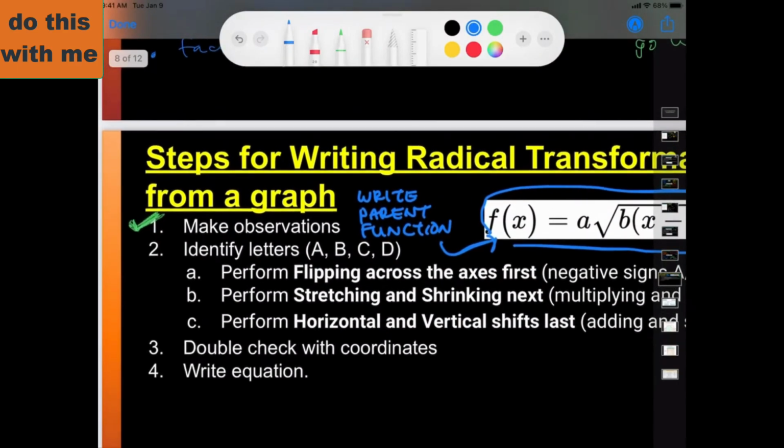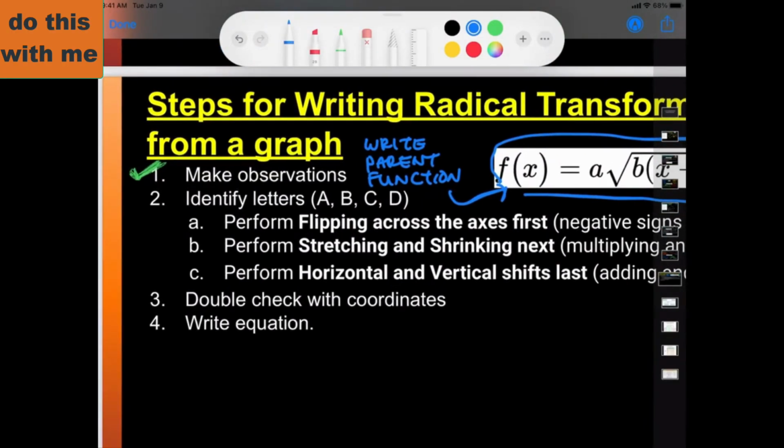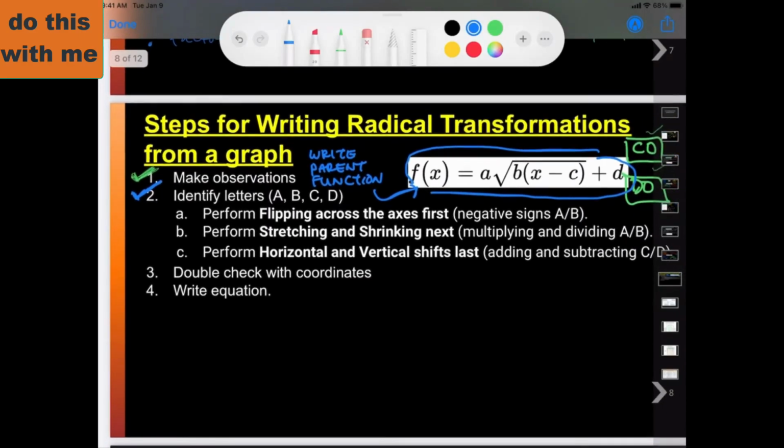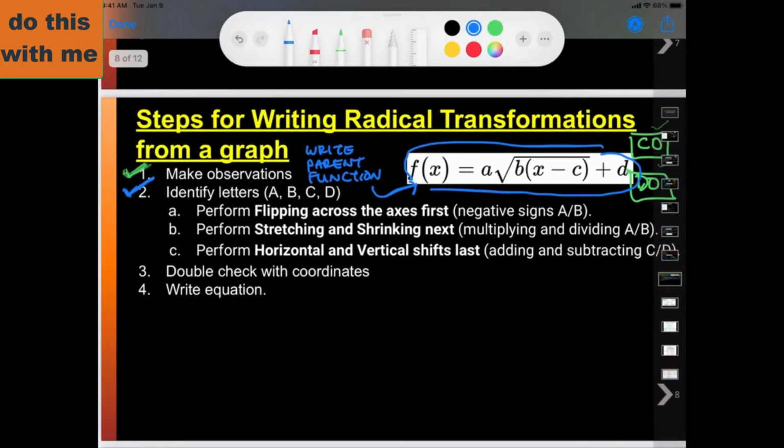So you're going to take the characteristics and you're going to try to make them letters. Remember, A and B will help you flip it across. A flips it across the x-axis, and B, if it's negative, goes across the y-axis.